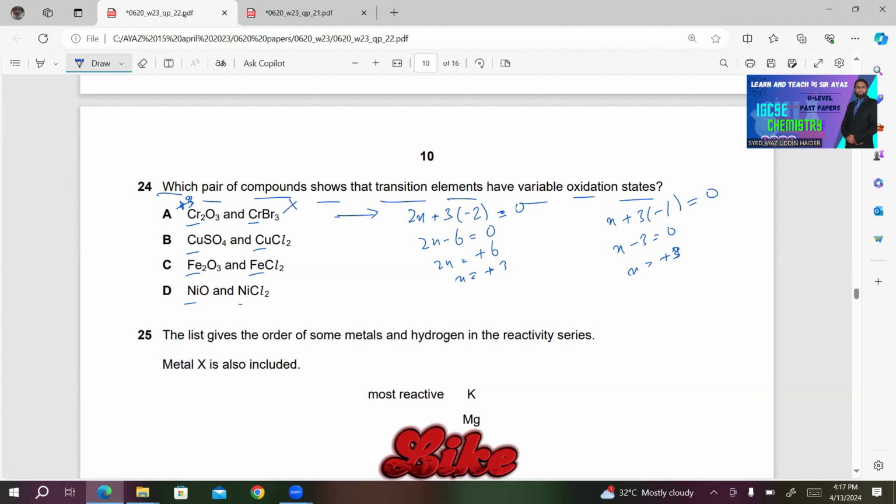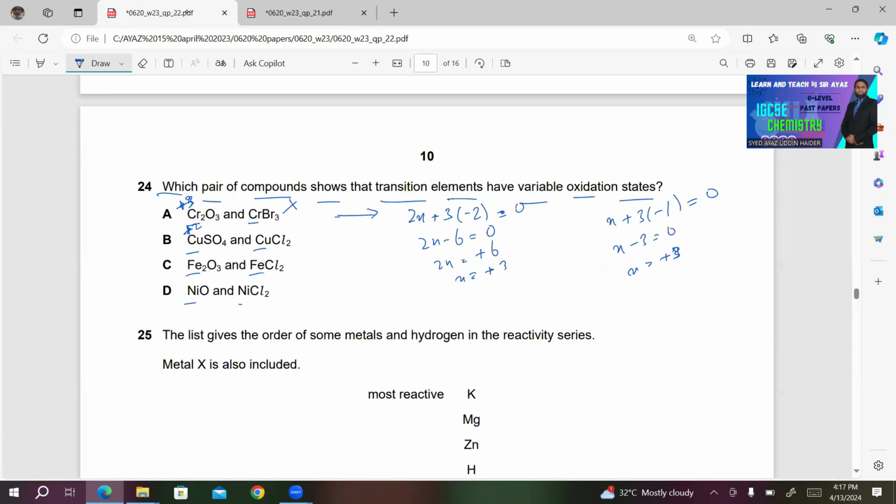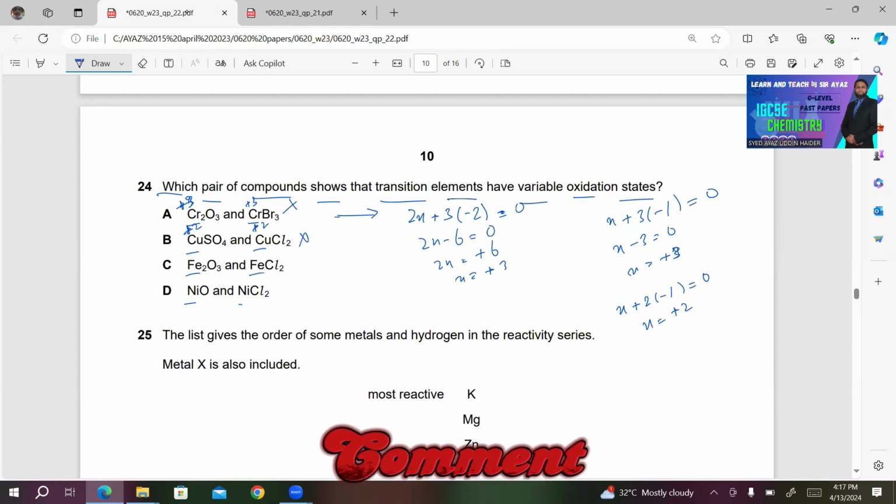CuSO4 and CuCl2. SO4 carries -2 charge, so Cu must be carrying +2 charge. What about Cl? Cl is in group 7, it must be having -1 charge, 2Cl. So x plus 2 minus 1 is equal to 0, or x is equal to plus 2. So plus 2. So this is also incorrect.